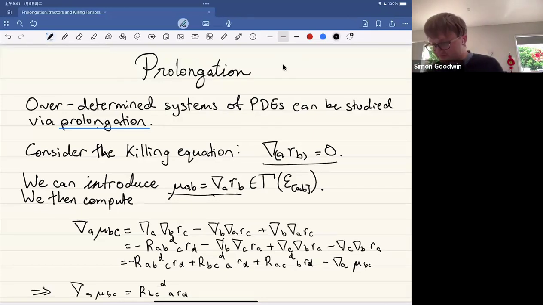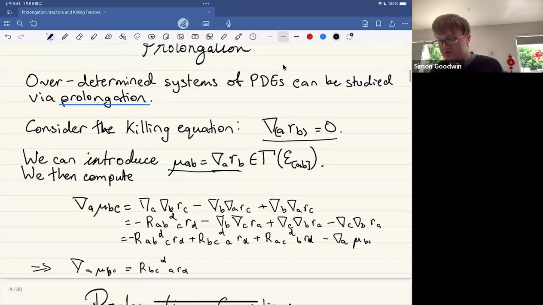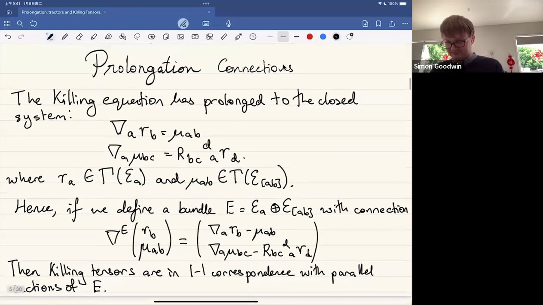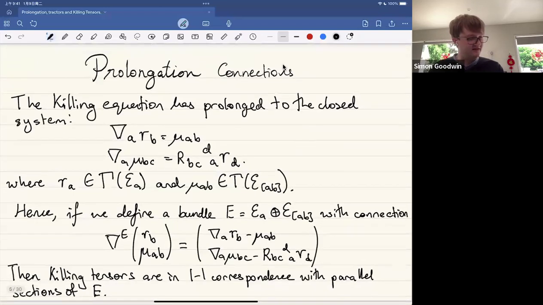And so now what I have is that after this whole process is finished, the system has closed up, in that now I have another unknown, this mu, and its derivative is completely algebraically captured in terms of R. And so, okay, now that the simplest case I know of prolongation has managed to come to a nice end, we can then form essentially a bundle and a connection from this.